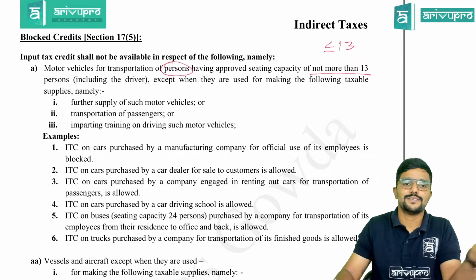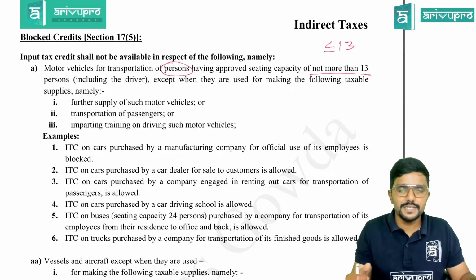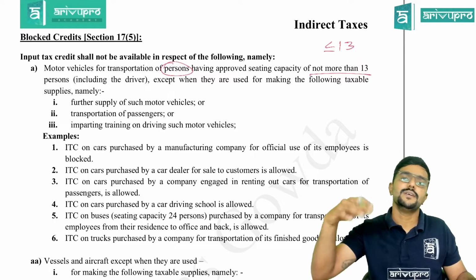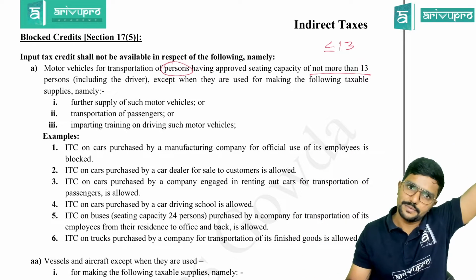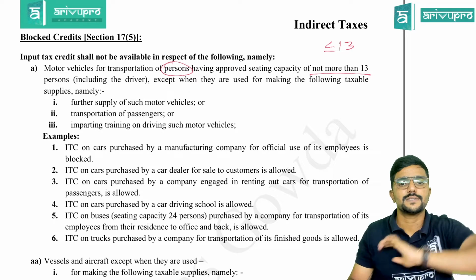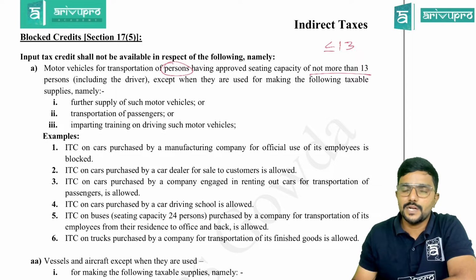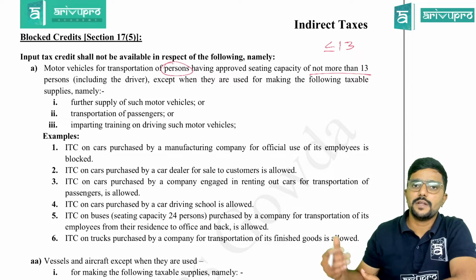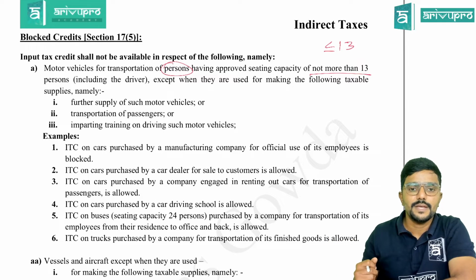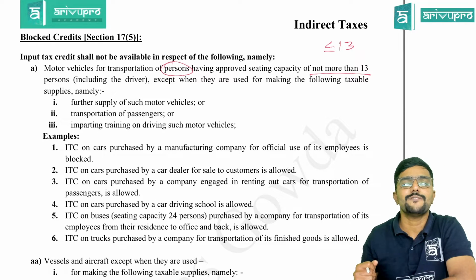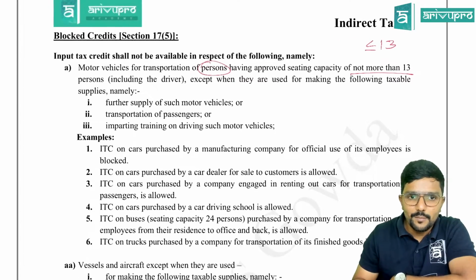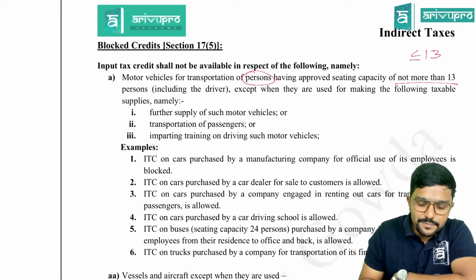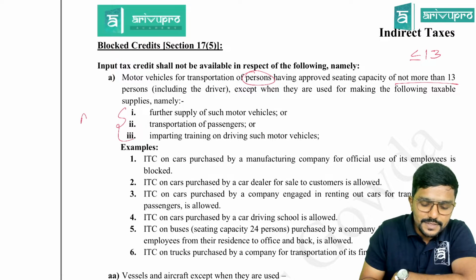See, simple, guys. Whenever it is not covered in this point, it is understood that if it is not covered here, credit is available provided other conditions are satisfied. Clear? Persons, including the driver. So, less than or equal to 13, including driver, except when they are used for making the following taxable supplies. Namely, if the motor vehicle is used for the following three purposes, credit is available.